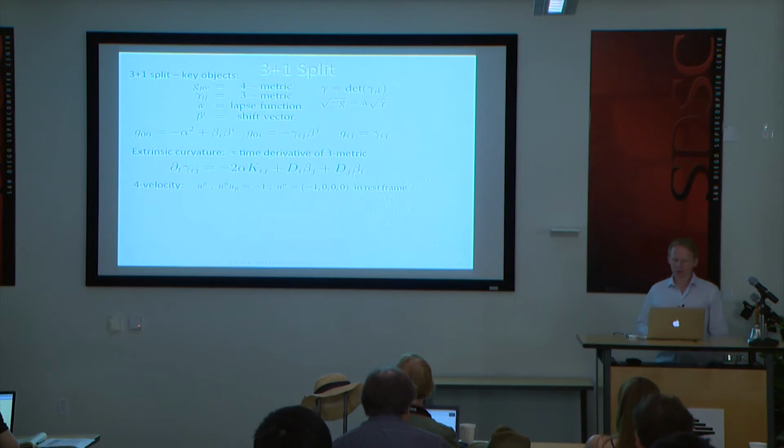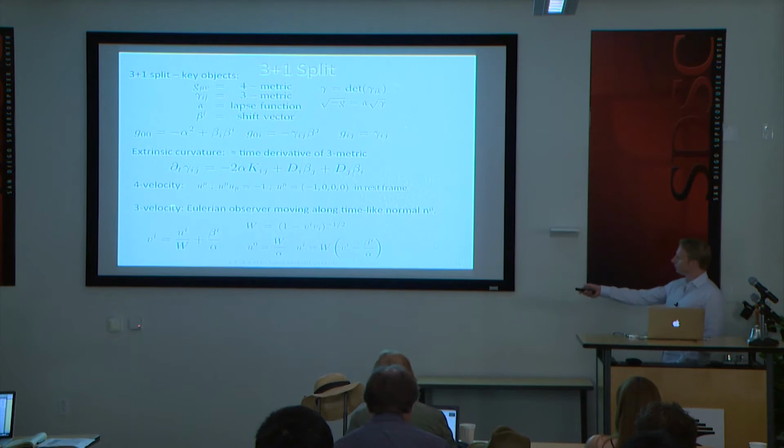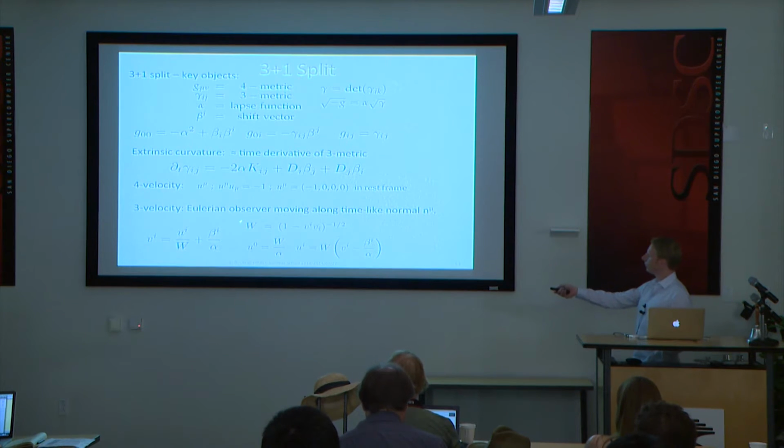We have a 4-velocity, and we make a 3-velocity out of our 4-velocity, which is defined like this. And we have the common Lorentz factor, which we call W here, to not confuse it with any gammas.